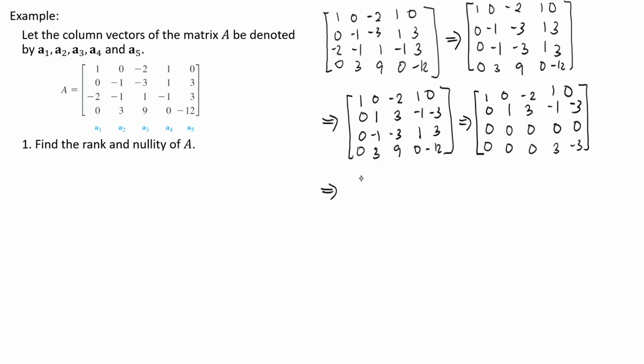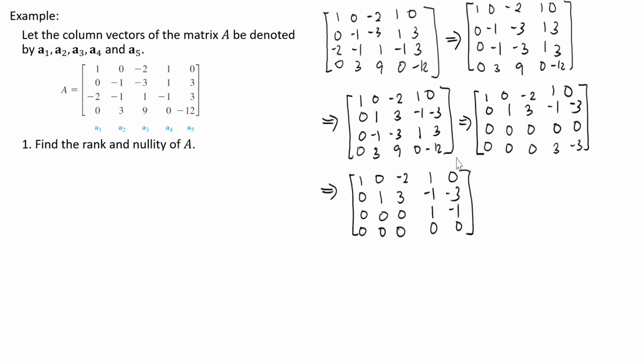Okay, and then next, we can interchange these two so that we will have the 0 row on the bottom. At the same time, we can make this a leading one. So we will have 1, 0, -2, 1, 0, 3, -1, -3. Again, we multiply that one by 1/3. So we have 0, 0, 1, -1, and then we write down the 0 row.